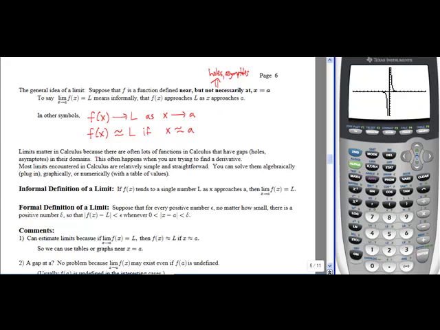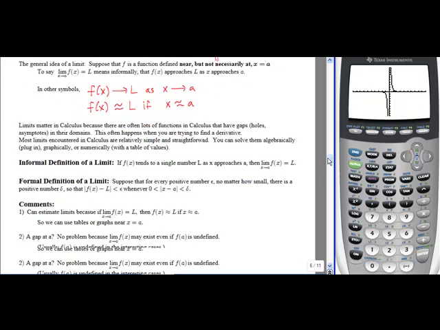Limits matter in calculus because there are often lots of functions in calculus that have gaps like holes and asymptotes in their domains. This often happens when you're trying to find a derivative. Most limits encountered in calculus are relatively simple and straightforward. You can solve them algebraically by just plugging in the limit value that you're looking at, this a value, or you can solve them graphically like we've been doing with our crashing cars, or numerically like we've been doing with our table of values. So most of the time we can solve them one of those three ways.